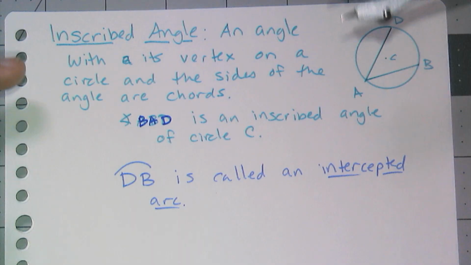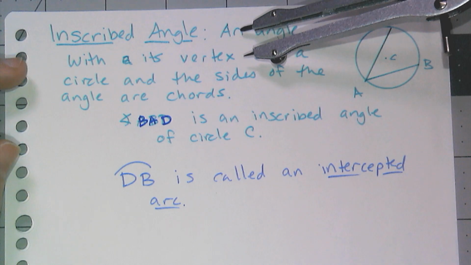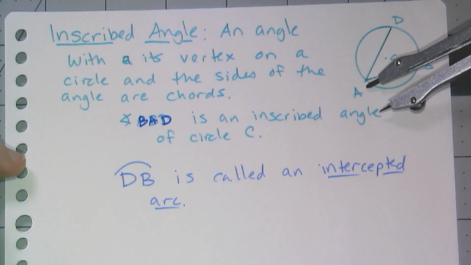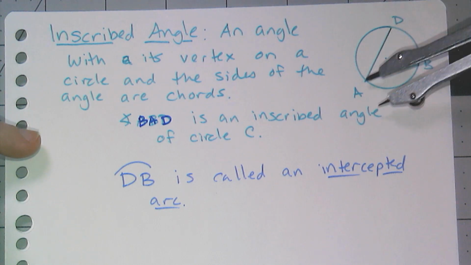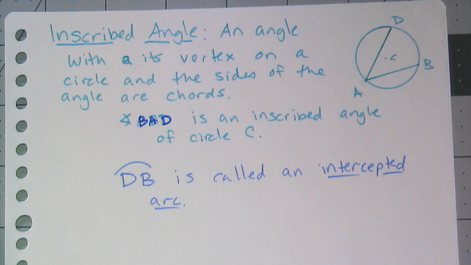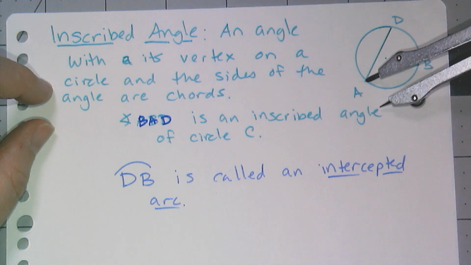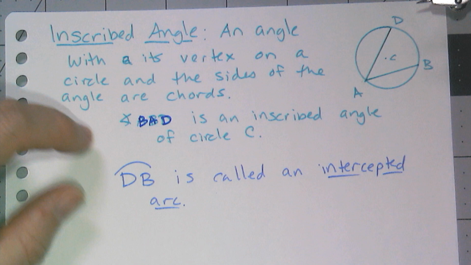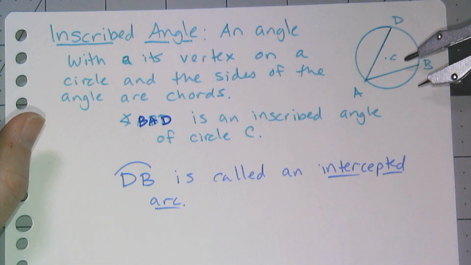And our final vocab related to circle is something called an inscribed angle. And an inscribed angle is an angle with its vertex on the circle, and the sides of the angle are chords. Okay, so this is in contrast to the central angle, which has its vertex at the center. An inscribed angle has its vertex on the circle itself. So angle BAD is an inscribed angle of circle C.